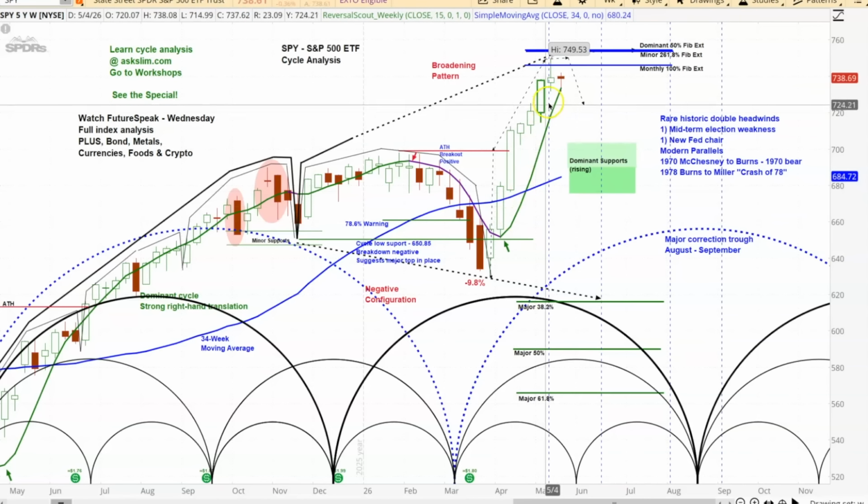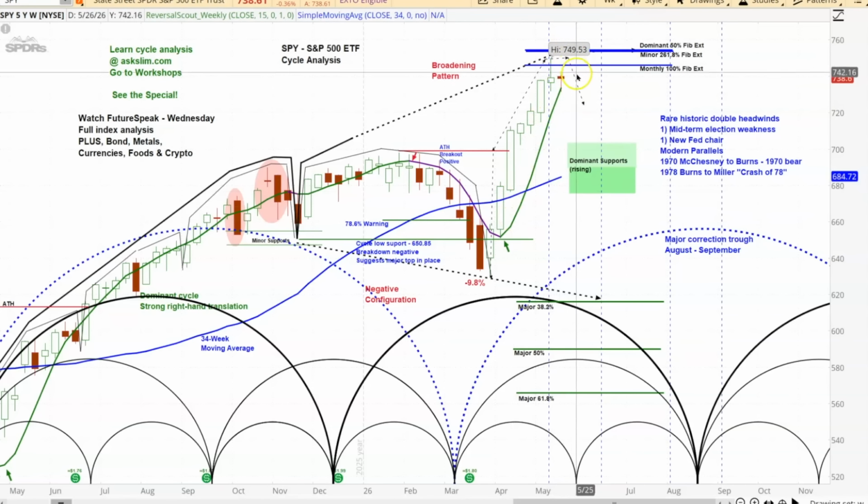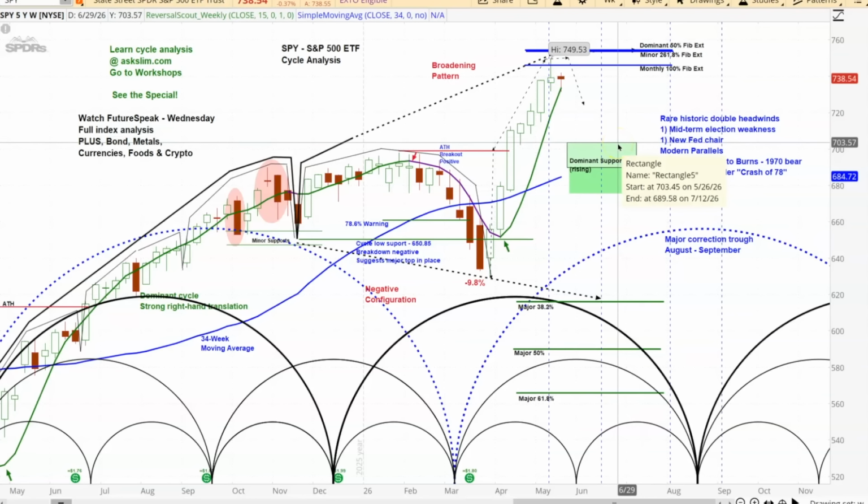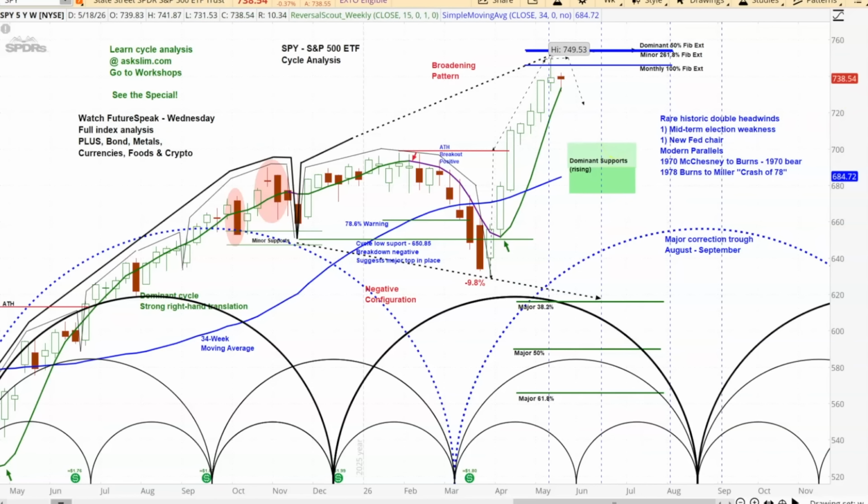And the weekly analysis is quite strong. It probably says this correction into June is going to be on the shallow side. Not 100% sure. It could come down to the support here at 703. I mean, that's reasonable. It's not that big of a drop. It would be something like 4.5–5%. Not much when you look at that. So that's where the strength is.